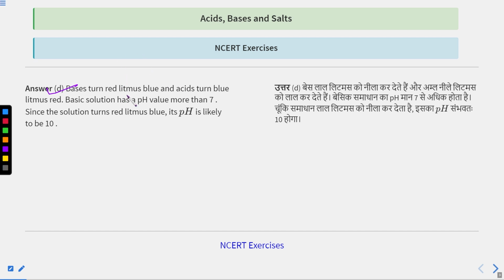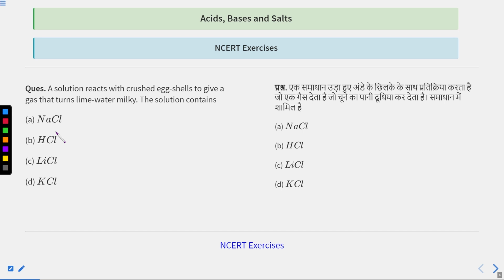So bases turn red litmus to blue, and acids turn blue litmus to red. A basic solution has a pH value more than 7. As we know very well, if pH is greater than 7, it is a basic solution. Since the solution turns red litmus to blue, its pH is likely to be greater than 7, which is only a single value, which is 10. So for question number 1, answer D is the correct answer.